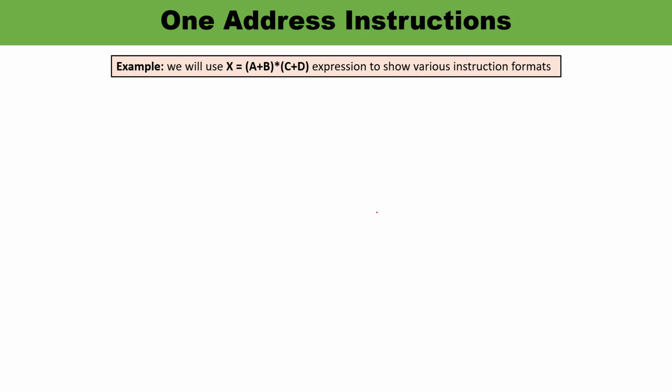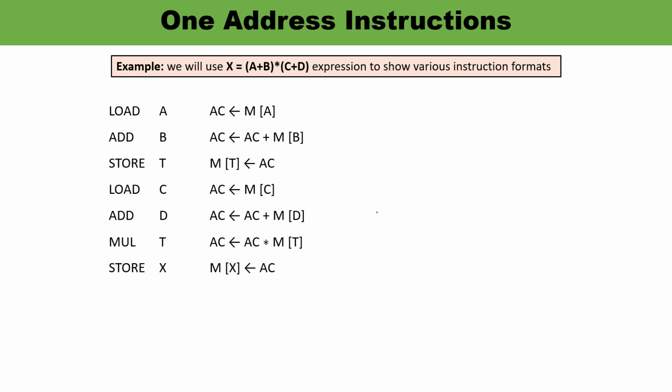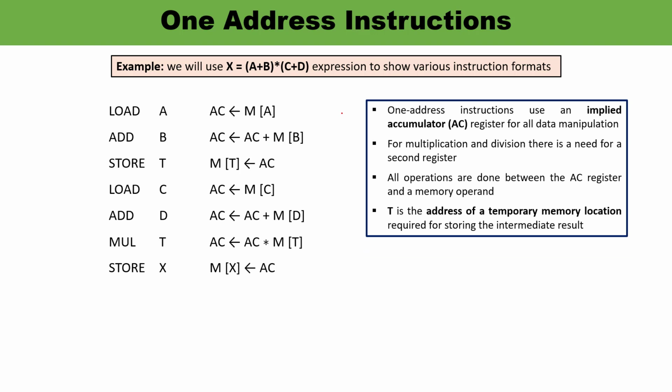Next is the one address instruction. Here in each and every instruction you are going to see there is only one address field. So one address instructions use an implied accumulator register, AC, for all the data manipulations. For multiplication and division, there is a requirement to use another, second register. All operations are done between the accumulator AC register and the memory operand. And T is the address of a temporary memory location which is required to store the intermediate result.